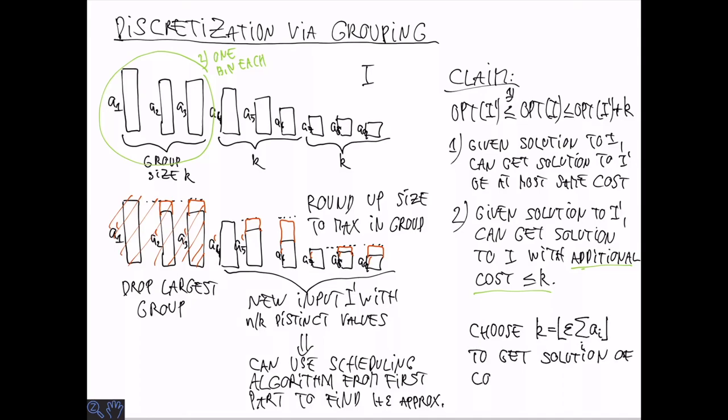from the k first. So finally, we choose k to be epsilon times the sum of all of the items, which is at most epsilon times opt, and that gives us a solution that has the required value.